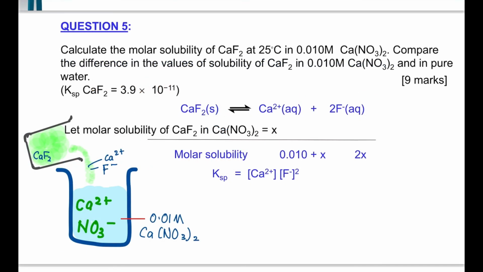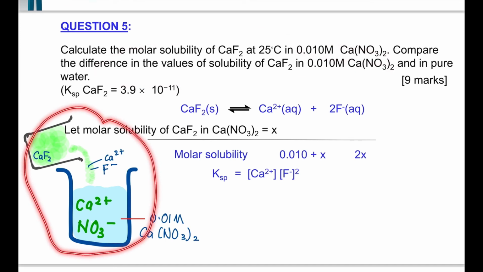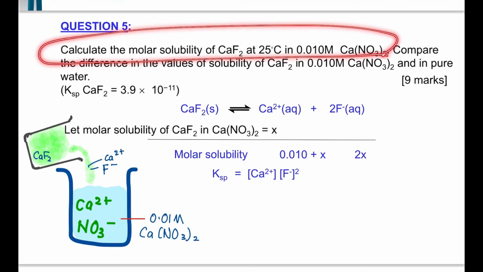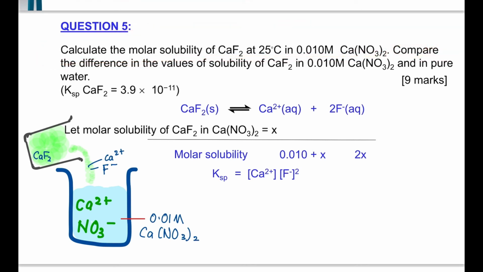Let's move to question number 5. To help you visualize what is happening in this question, we can refer to this figure. Okay. Calculate the molar solubility of calcium fluoride at 25 degrees Celsius in 0.01 molar calcium nitrate. Okay, now let's solve the first part of this one. Later we compare.